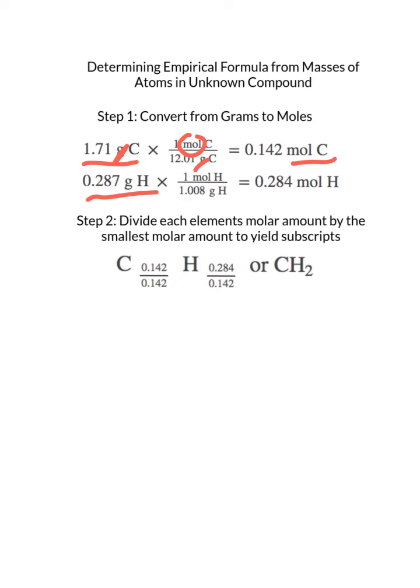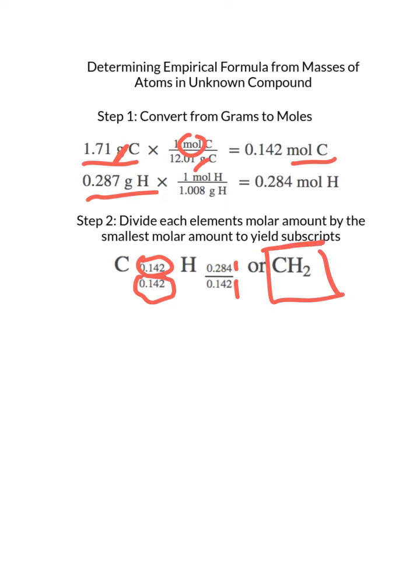In the example we're working on, this would be carbon. Carbon has the smallest molar amount when compared to hydrogen. So we divide the molar amount of the element by the smallest molar amount. We do the same thing for hydrogen, and we get CH2. And that's our empirical formula. CH2 is our empirical formula.